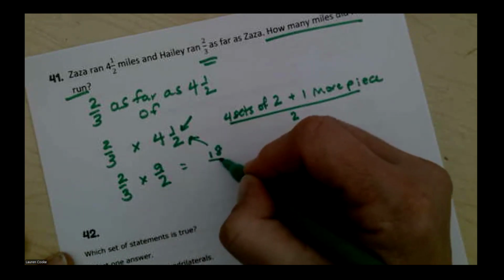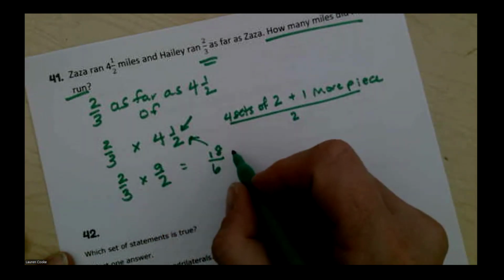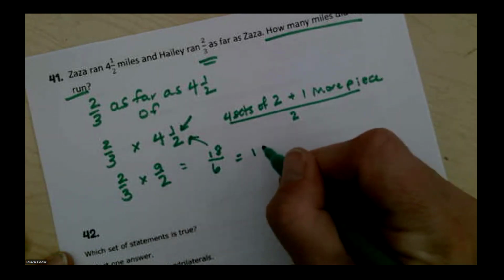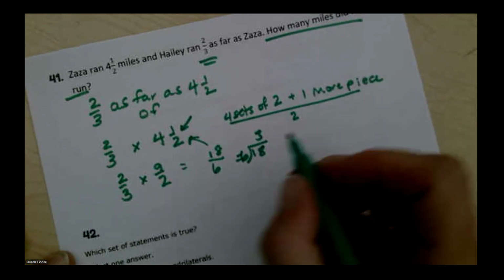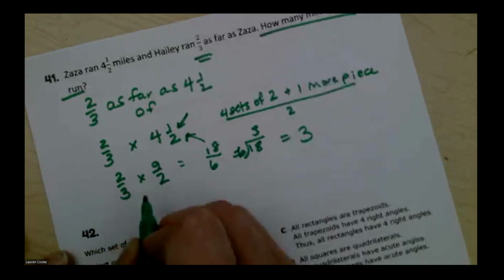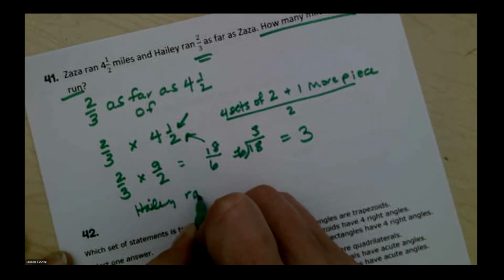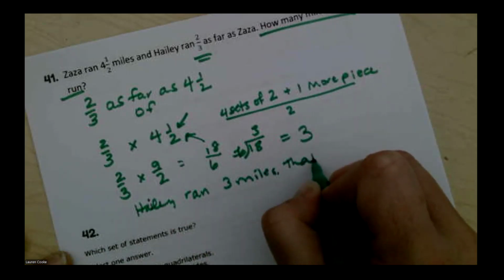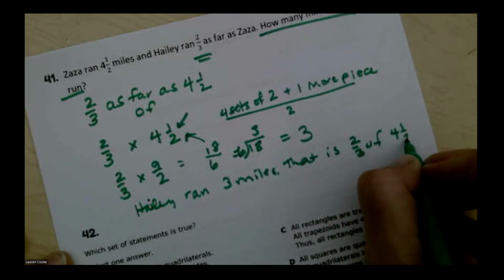9 over 2. And I'm going to multiply across. 2 times 9 is 18. 3 times 2 is 6. And now I have 18 divided by 6, and I know that that is 3. So this equals 3. So Haley ran 3 miles. That is 2/3 of 4 and 1/2.